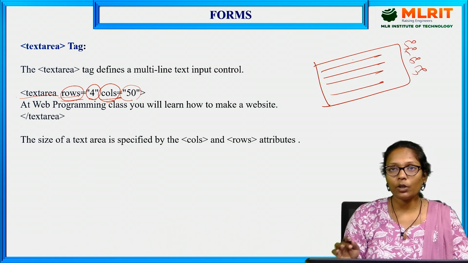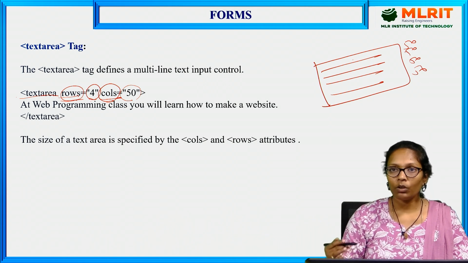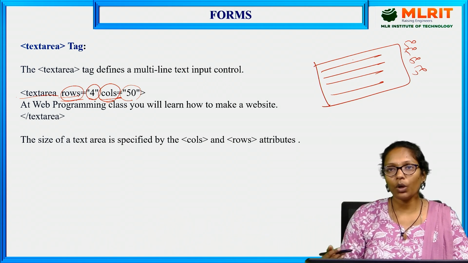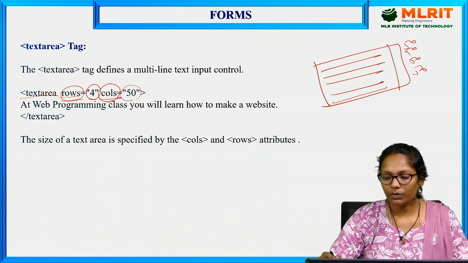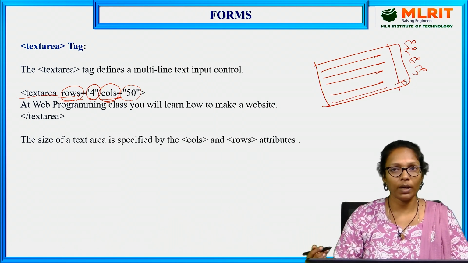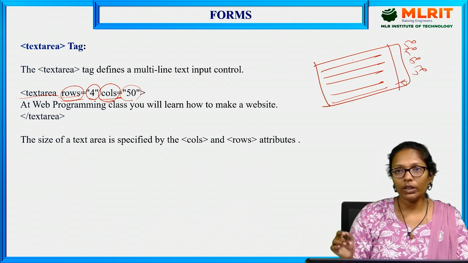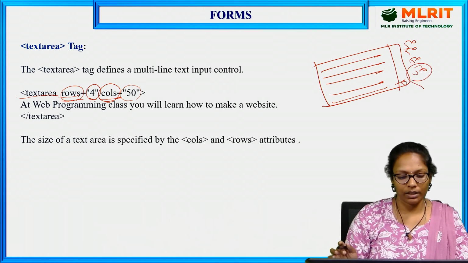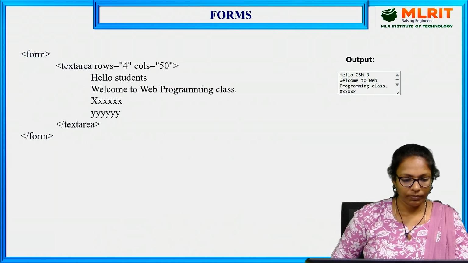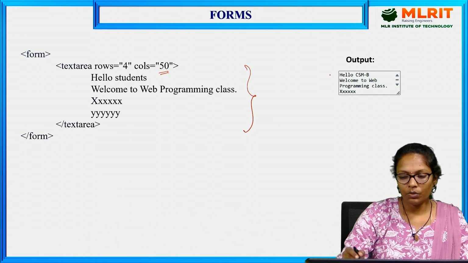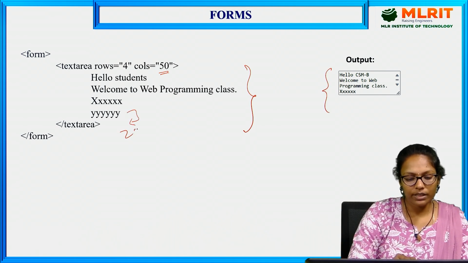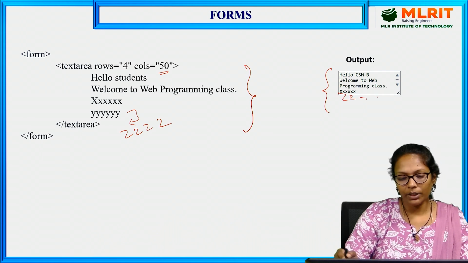That doesn't mean you can write only 4 rows of data. I can also write a 5th row, 6th row of data, but you can't see it. After completing these 4 rows of data, if I try to enter a 5th row, automatically a scroll bar will be added here. But each row will contain a maximum of 50 characters only. So here textarea rows is equal to 4, columns is equal to 50. I'm writing 4 rows of content, so the 4 rows will be added here. And now if I enter another row of text, that will be added, but you can't see it.